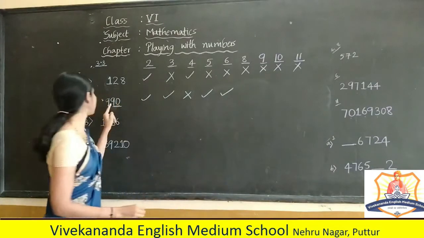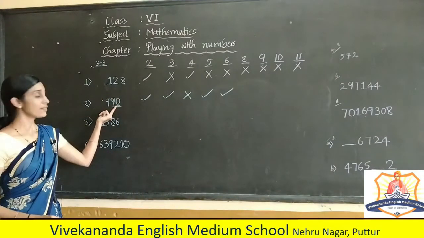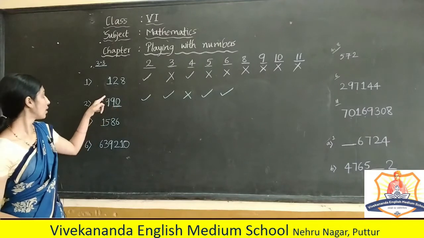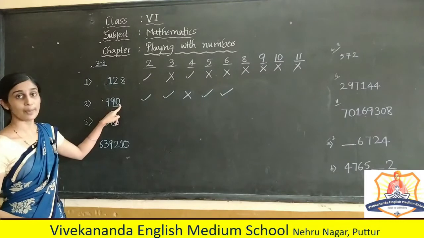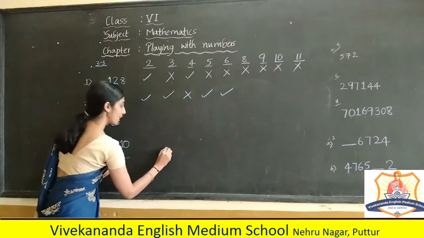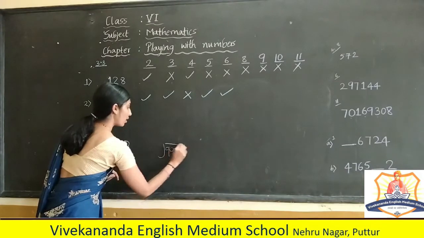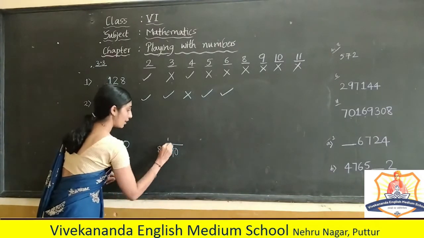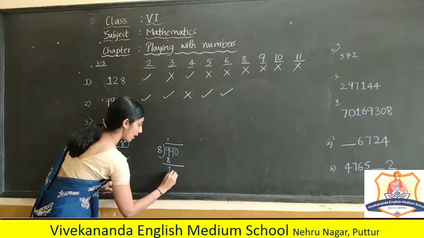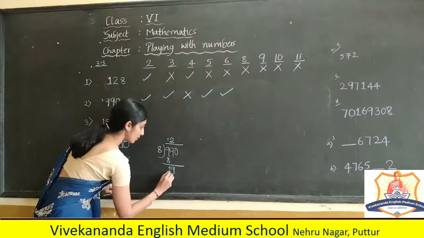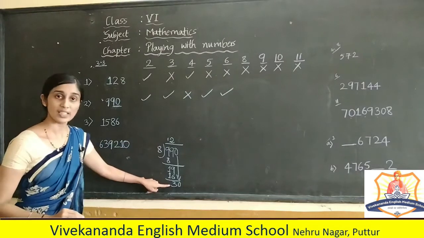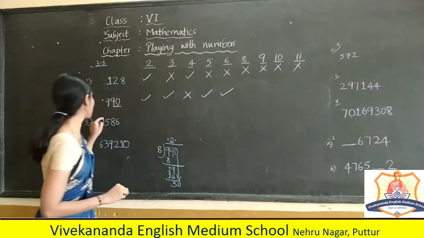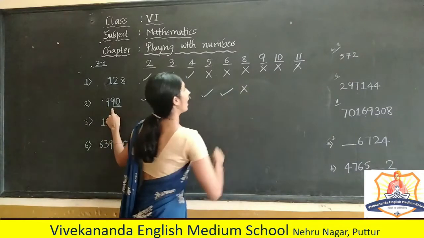Next, 8. Whether the given number is divisible by 8 or not. No, it is not divisible by 8. Why? Because it is a 3-digit number. Actual division: 8 ones are 8, 19, 30, this 0 comes here. 8 how much are 30? No, it is not possible. We will get decimal points, so it is not divisible by 8.